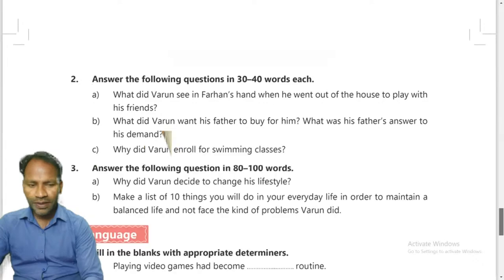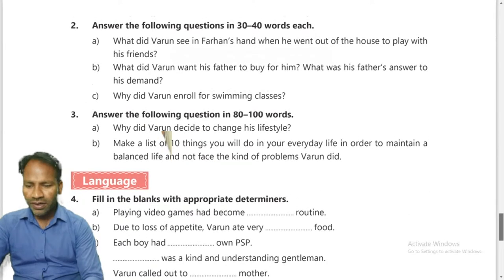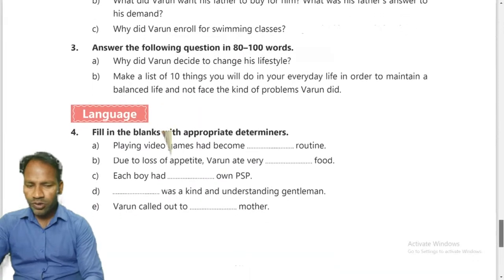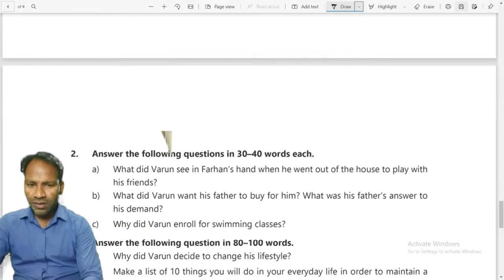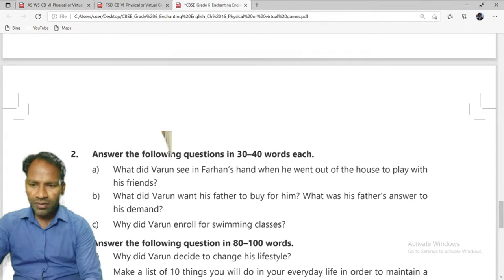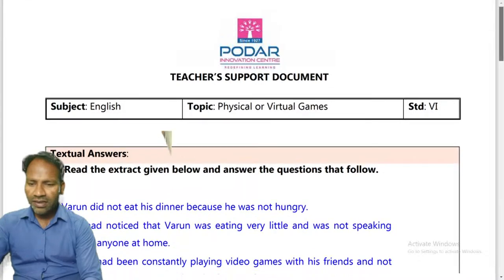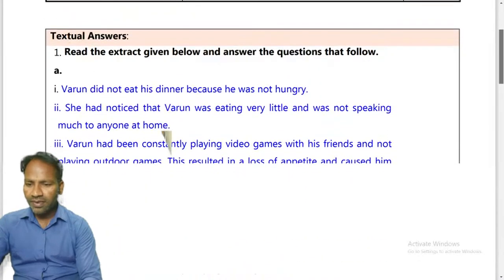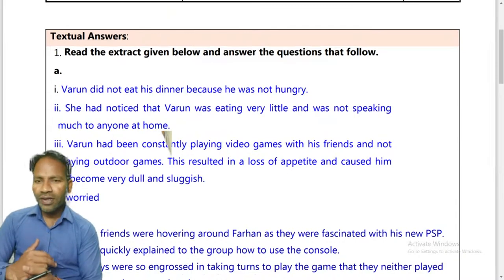Long answer questions, open-ended questions. Answer the following questions in 80 to 100 words. These are the questions. So I'll tell you the answers of these questions. You can simply pause the video and understand the answers. See, these are the answers, textual exercise. You can simply pause the video and copy the answers.